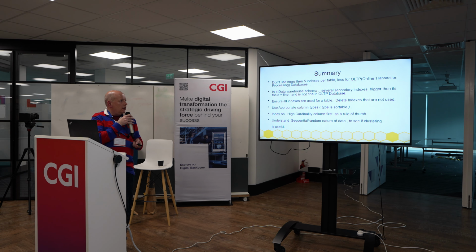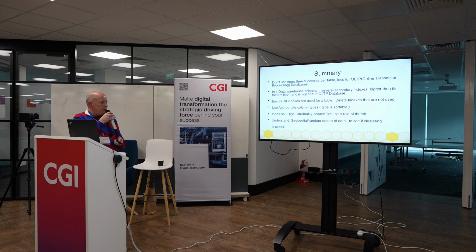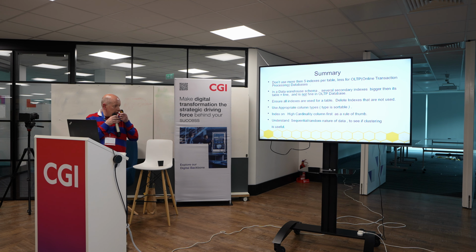Right, summary. Don't use more than 5 indexes per table for OLTP. In a data warehouse schema, indexes bigger than the table are fine. It's not so fine in an OLTP database. Ensure all indexes are used for the table. Delete indexes that are not used. Use appropriate column types, sortable types. Index on high cardinality columns first as a rule of thumb. Understand the sequential or random nature of data to see if clustering is useful.